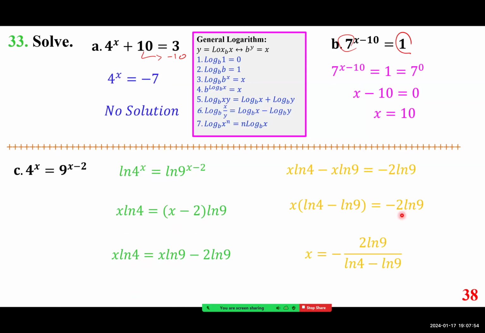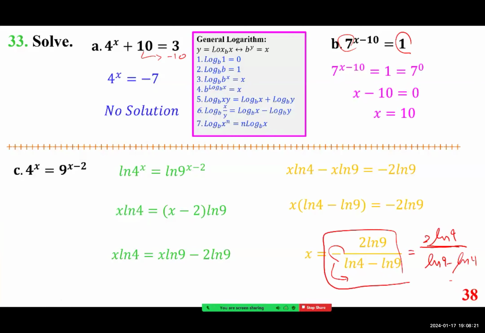So minus 2 ln 9 over ln 4 minus ln 9. This is an exact answer. I also want to show you, if I put the negative down here, it becomes the same as 2 ln 9 over ln 9 minus ln 4, in case you see that they are the same class. These two are the same.